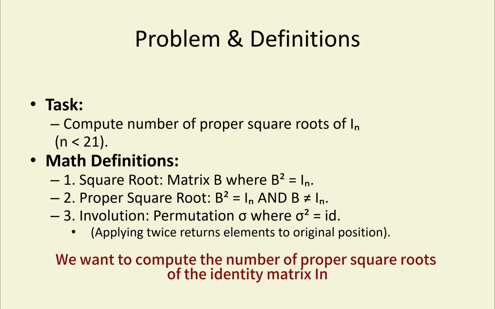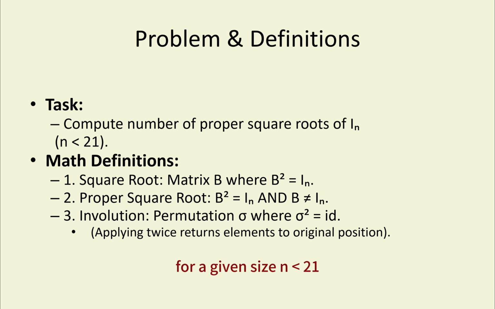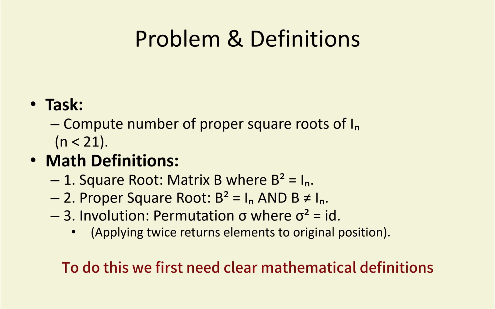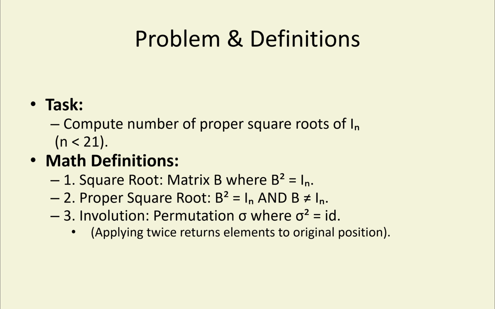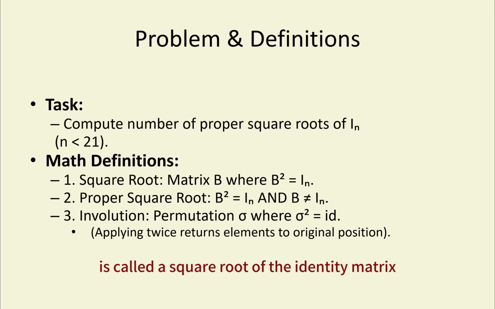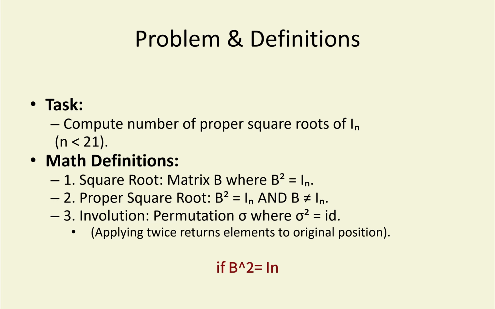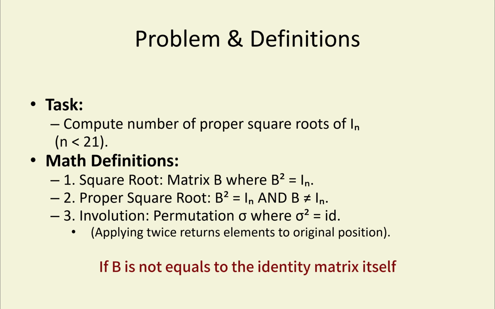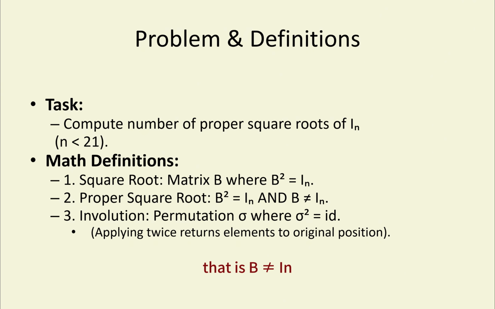Now we turn to the main task. We want to compute the number of proper square roots of the identity matrix I_N for a given size n less than 21. To do this, we first need clear mathematical definitions. By definition, a permutation matrix B is called a square root of the identity matrix if B squared equals I_N. If B is not equal to the identity matrix itself, that is B not equal to I_N, we call it a proper square root.